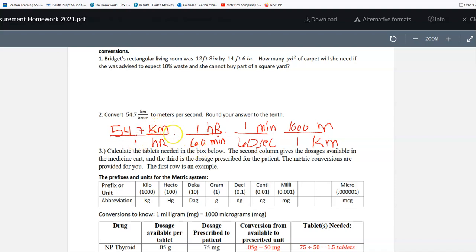And then you just cancel hours, cancel the minutes, end up with seconds on the bottom, cancel the kilometers down here, and end up with meters on the bottom, and multiply all these numbers on top and bottom. And finally, remember to round to the 10th, because that's what the directions say to do. So if you got 19.75, that would be 19.8 for this answer.